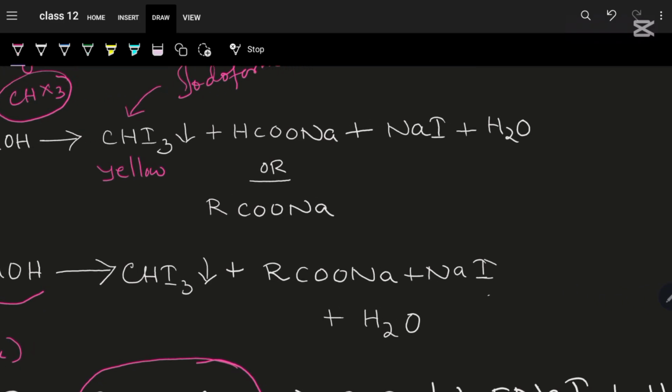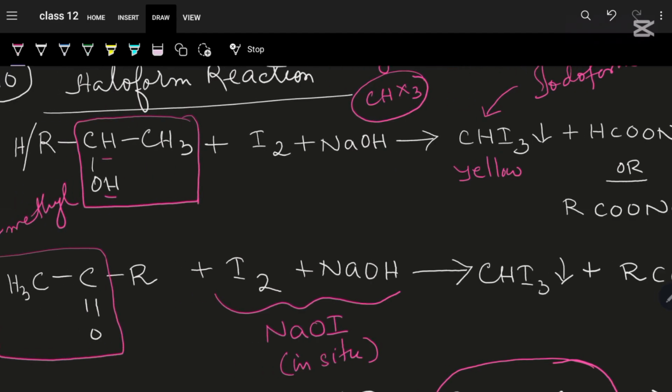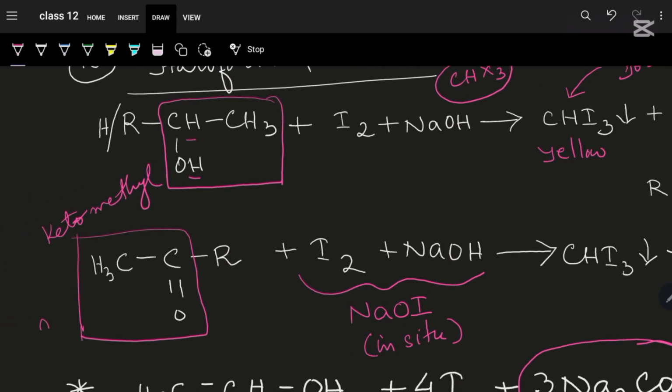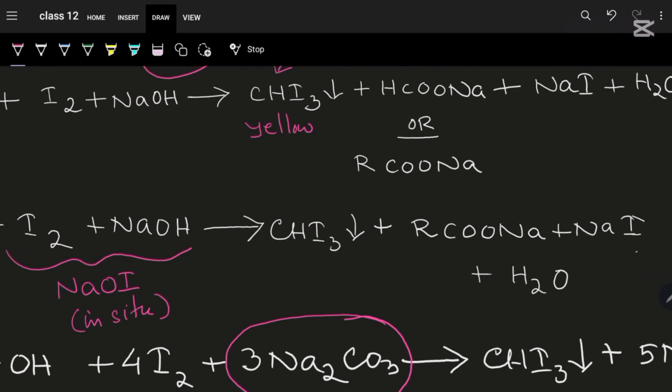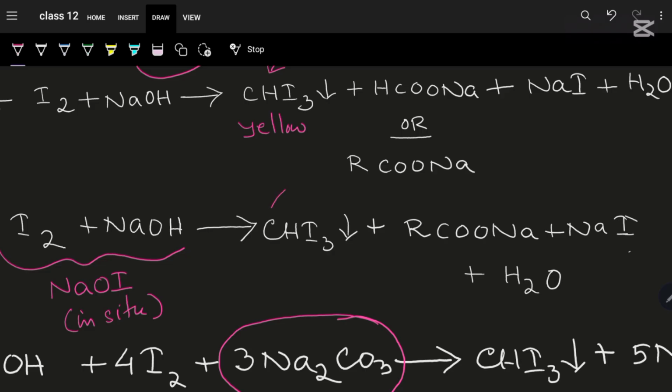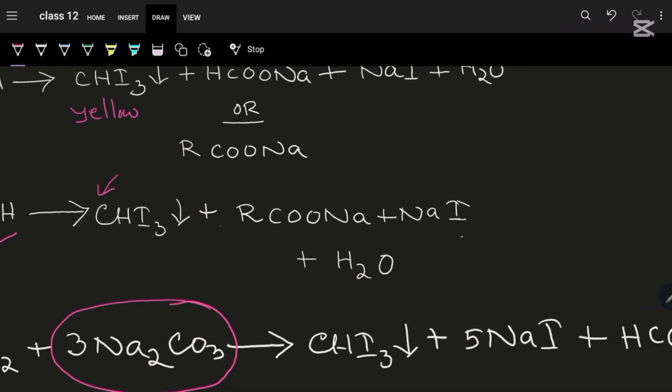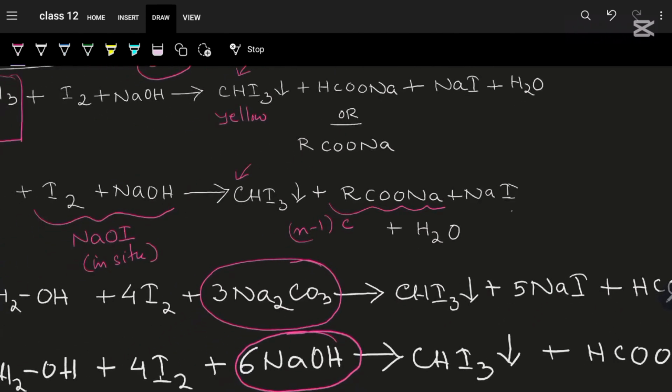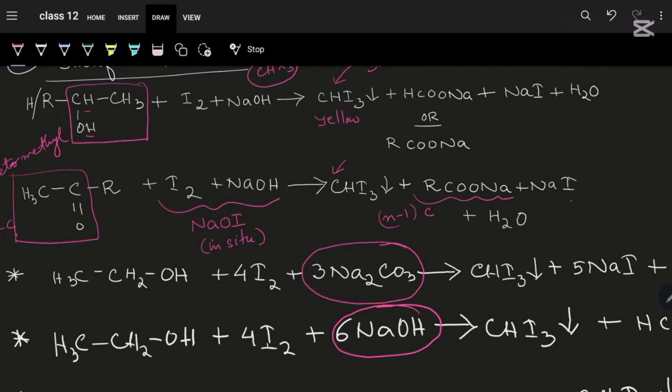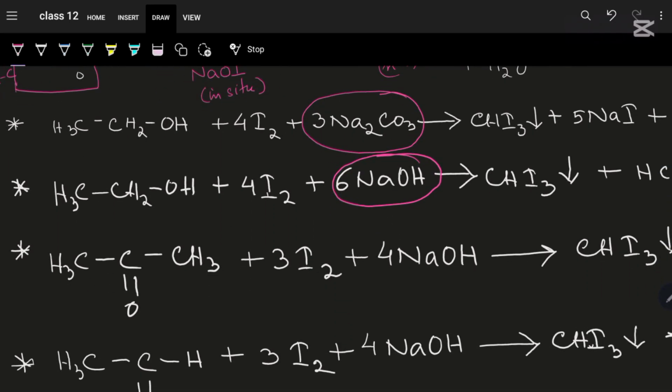So you obtain CHI3, iodoform, which is a yellow precipitate. Along with that, you remember that if you start with n number of carbon atoms, in this CHI3, 1 carbon is getting removed. So what remains over here is n-1 carbon atoms, giving RCOONa, NaI and H2O. So 3 such examples I have given.